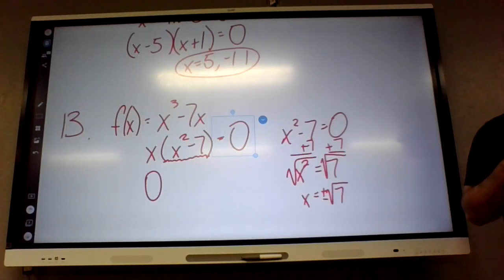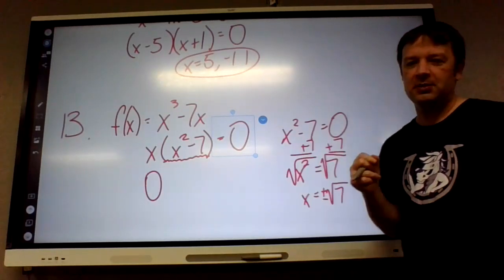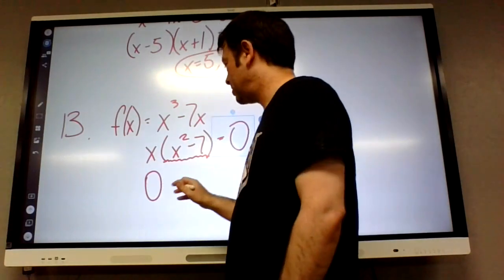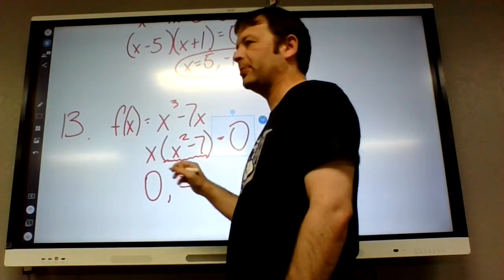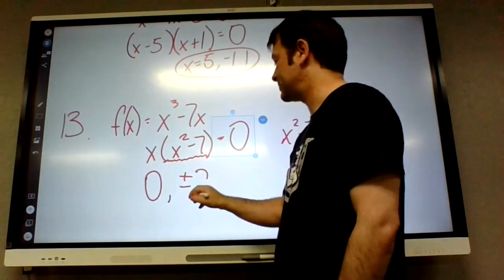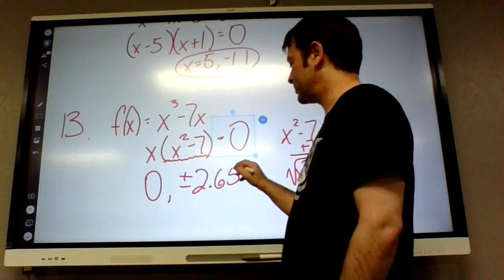Okay, we're rounding to the hundredths place, so it's 2.65. You do need to put positive or negative on that though.